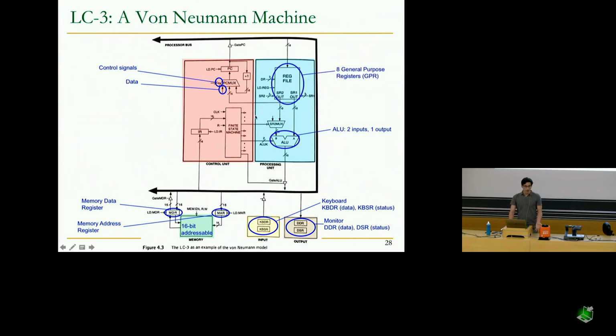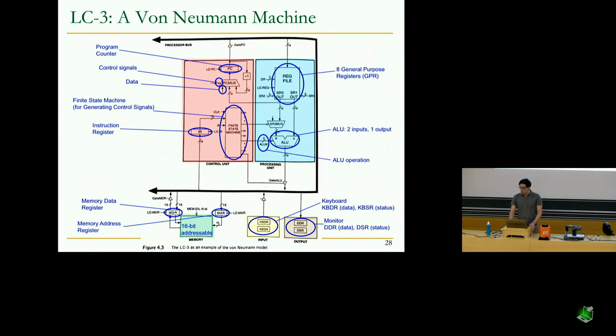Here is the register file in LC-3 with the 8 GPRs. This is the instruction register, where we store the instruction that is being executed, and the program counter. The finite state machine, as I said before, generates the control signals. Some of these control signals, for example the ALU operation, this ALUK, indicate to the ALU which operation should be performed.